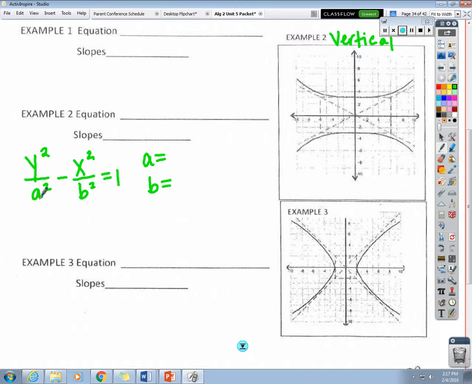Okay, well a is paired with the y. So from the center to calculate a, which way do we need to go? Up or down, it doesn't really matter. So 3 units. So a equals 3. And then your b is paired with the x. So to find the b value, we need to go to the right, which is how many units? 6. Okay, so now we have what we need to write the equation. y squared over what? 9, because it's the distance from the center to the box.